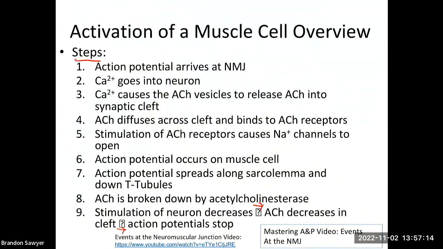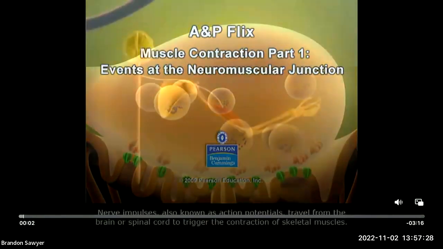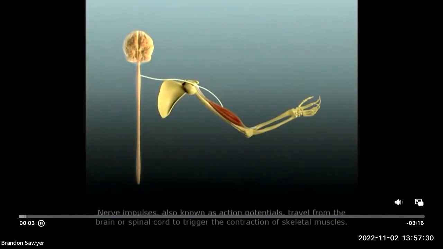Okay, so let me see if I can click on this one without getting kicked off the Apple TV. Not gonna work for us. Well, I always want to find ways to save you money. There we go. Okay, Nerve impulses. Do you want me to turn the light off? Can you see it? Is it better with the light off?